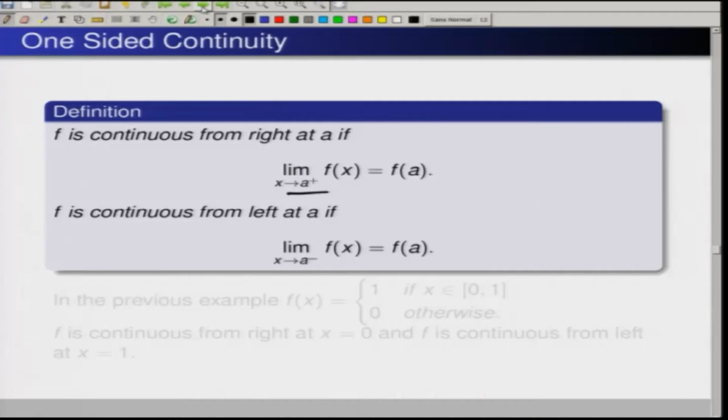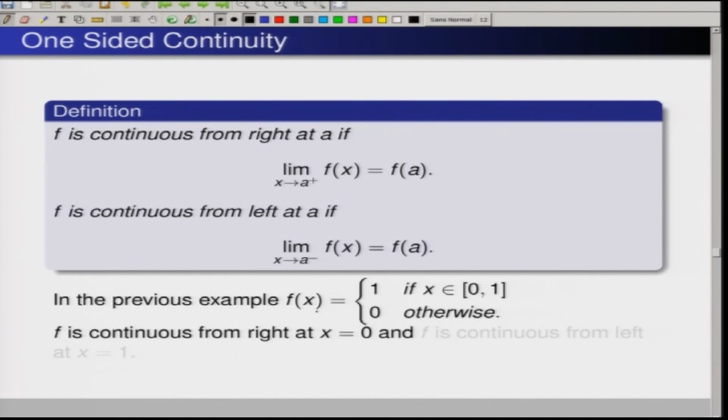So, for example, in the previous example, this is the indicator function of the closed interval 0 1. f is continuous from the right at 0, because f of 0 is equal to 1. If you approach 0 from the right hand side, you are going to get the limit 1, and if you approach from the left, you are going to get the limit 0. So, here the right hand limit is equal to 1, which is equal to f of 0. Therefore, f is continuous from the right at 0.